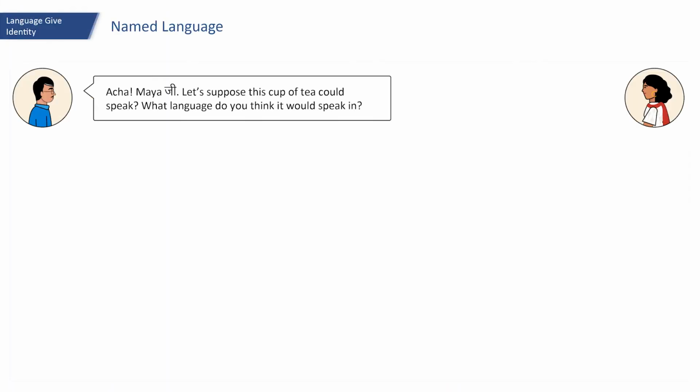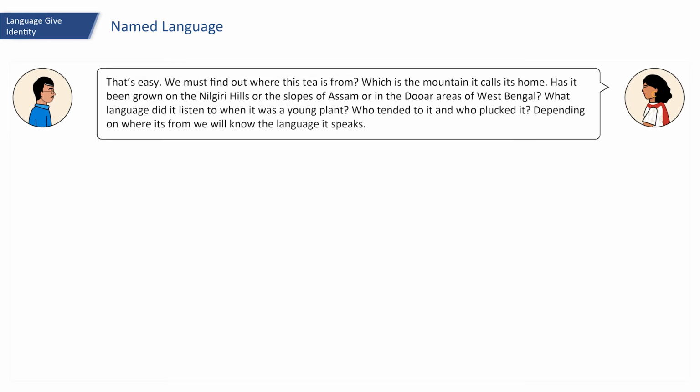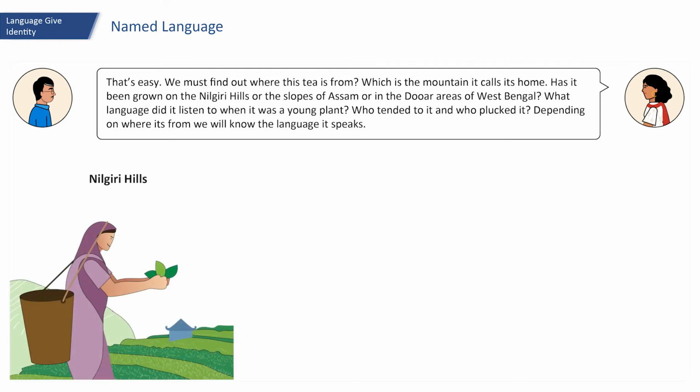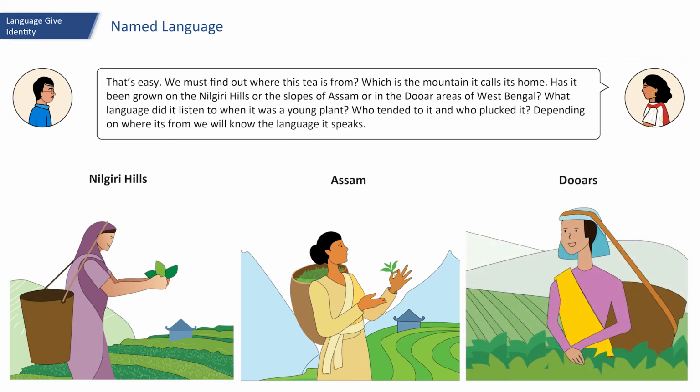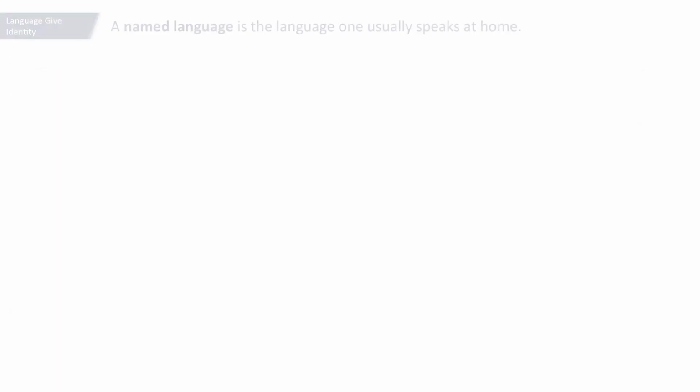Acha Maya ji, let's suppose this cup of tea could speak. What language do you think it would speak in? That's easy. We must find out where this tea is from. Which is the mountain it calls its home? Has it been grown on the Nilgiri hills or the slopes of Assam or in the dour areas of West Bengal? What language did it listen to when it was a young plant? Who tended to it and who plucked it? Depending on where it's from, we will know the language it speaks.